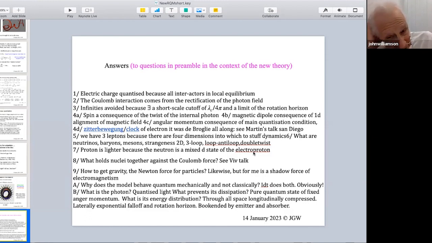So why does it behave quantum mechanically, not classically? Not a good question. It does both, obviously. It's quantum mechanical in the Zitterbewegung part of it. It's classical as the motion of the whole thing.